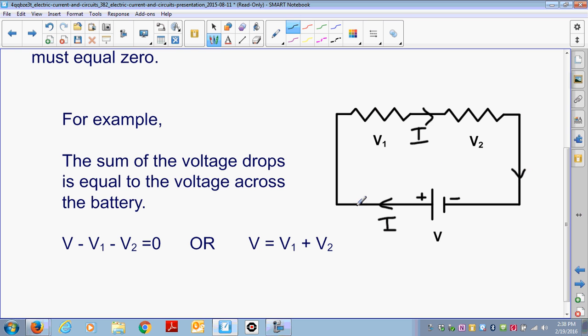So if I go around this way, I'm going in the same direction as the current, so it would be plus I1 plus I2, and then I hit the negative terminal of the battery, and that would make it negative V. And you can pick any point to start. You just pick any corner of the circuit. If you go the opposite way, this way, I'm hitting the plus terminal of the battery, so that's plus V. I'm going against the current, so that's minus V2 minus V1, and I'm back where I started again.